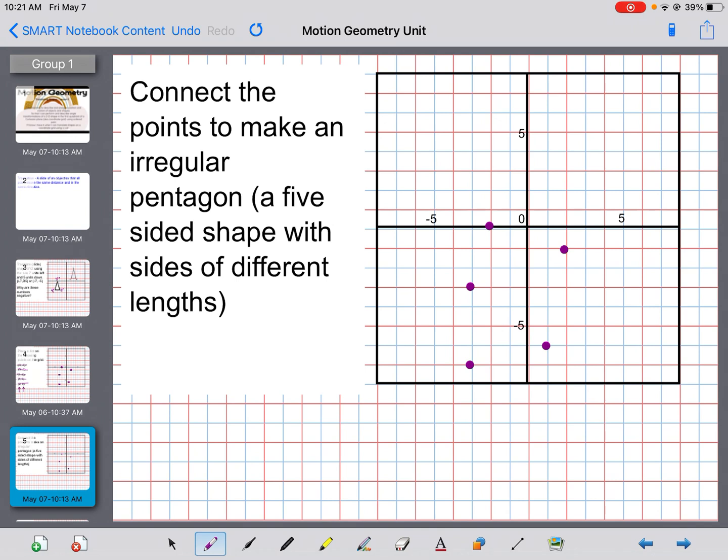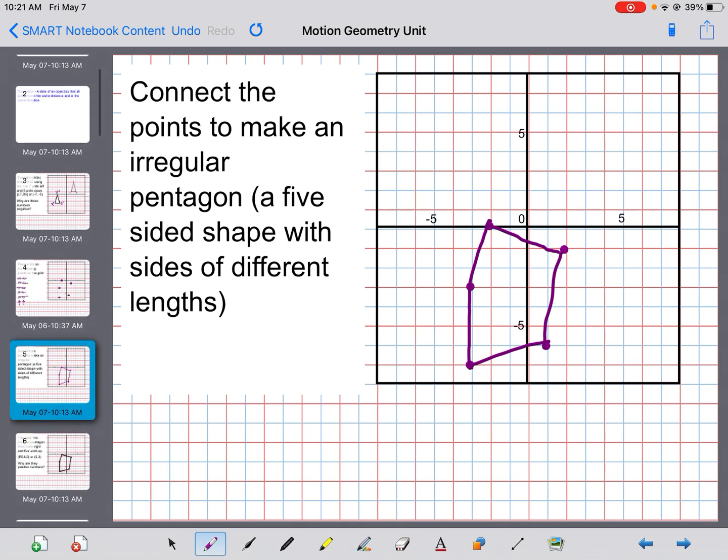Okay, so now I'm going to connect these like this. Okay, on your worksheet, if you're doing it on a piece of paper instead of on your iPad, hopefully you will use a ruler. Hint, hint.